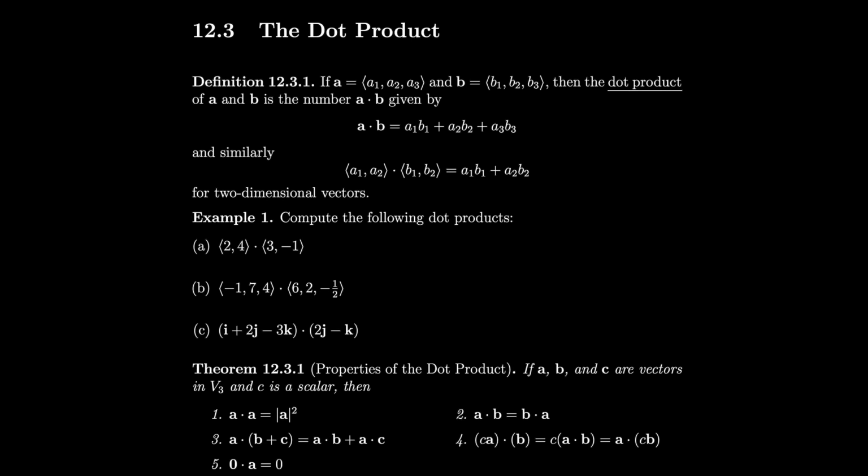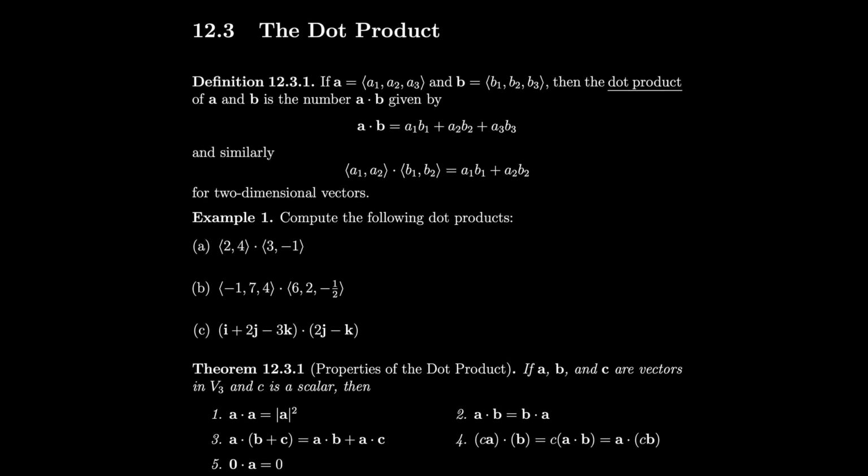Section 12.3, the dot product. Previously, we learned how to add and subtract vectors and how to multiply vectors by scalars, but we didn't learn how to multiply two vectors together. It turns out that there's two different useful ways to do this, the dot product and the cross product. So first, let's learn about the dot product.